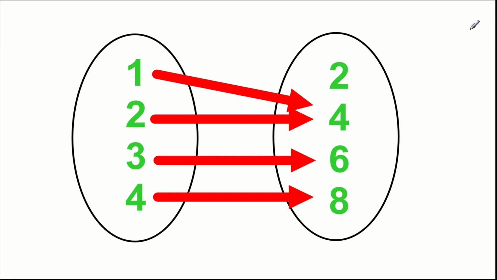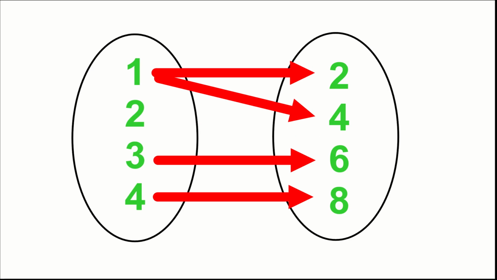What about this one? Is this one a function? Yeah. Why? None of the x's repeat. We got a y value that's repeating. That 4 has 2 arrows pointing to it. Y values can repeat. That is okay. X values are the ones that cannot. Okay?